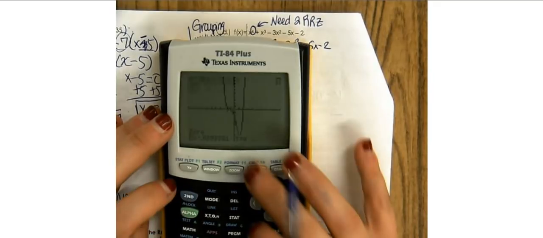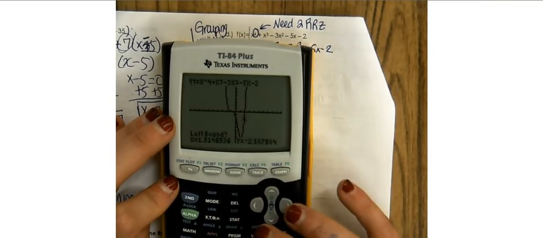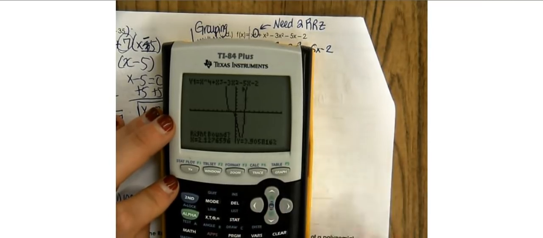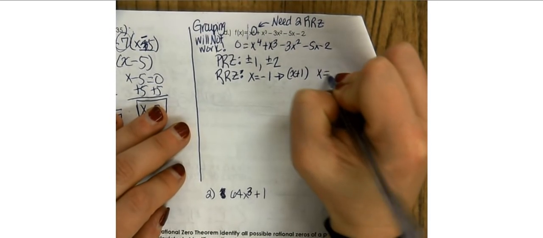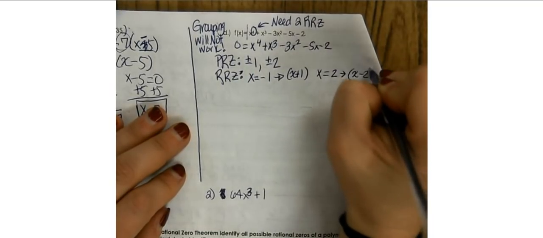So I'm going to press second trace, go down to number 2. And it looks like this is the left side, enter. Here's the right side, enter, enter. And that is at 2, 0. So then I have x equals 2, and that comes from x minus 2, that parenthesis.